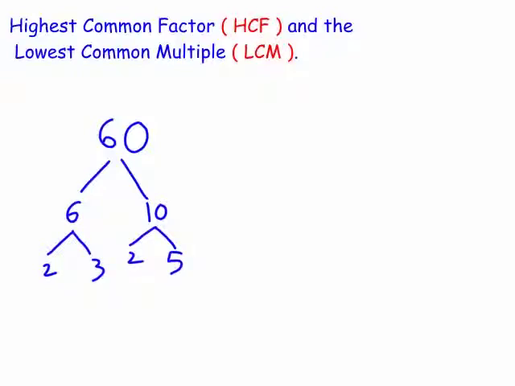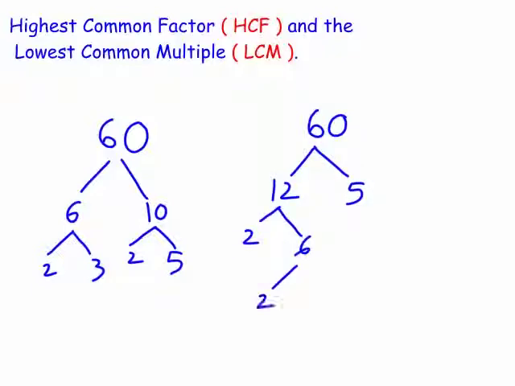Okay, now it doesn't matter how we do this. We could have actually gone, let's try another way. Okay, 60, it's 12 times 5, okay, 12 and 5, 2 and 6, and 2 and 3.